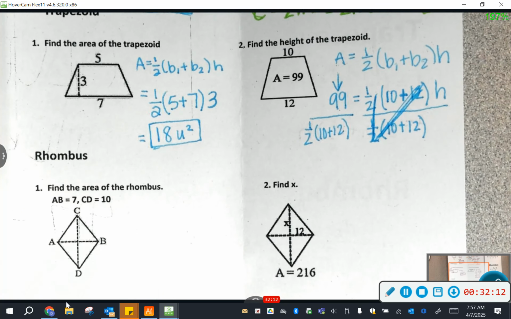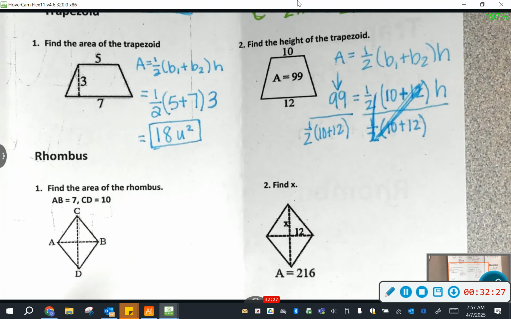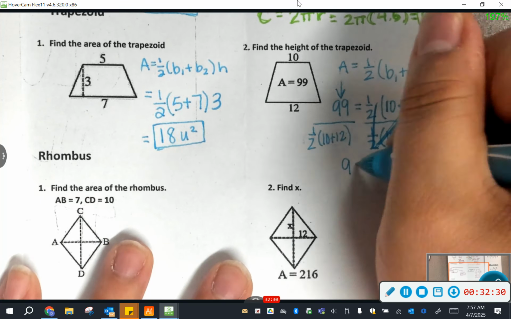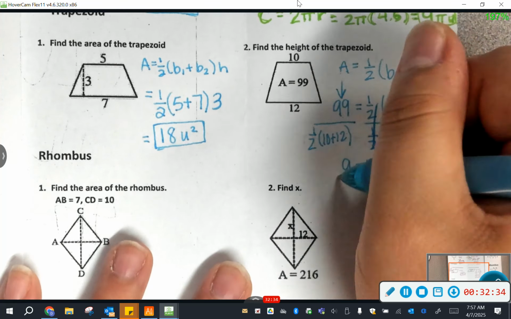But I'm going to show you it works either way. So 99 divided by 1/2 of 10 plus 12. Or you could do it out and do 99 divided by 11. Either way, what's the height here? Is that what the question's asking? Yeah, so we're done.